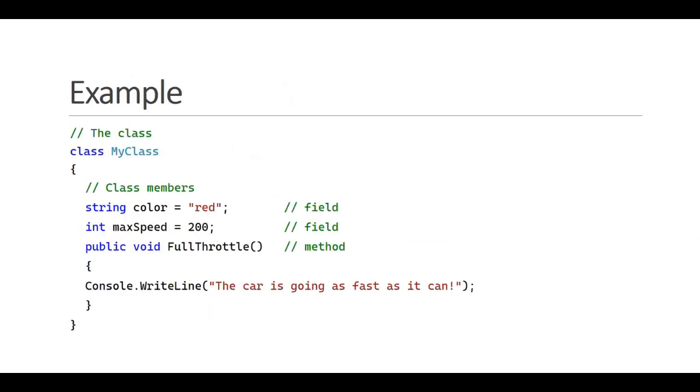Here is another example: the class keyword and MyClass between curly braces, where we have class members, fields, and methods. But again, we are not going to use this template. We are going to use auto-implemented properties. Here, the foreach variable is a field, and here FullThrottle is a method in this MyClass.